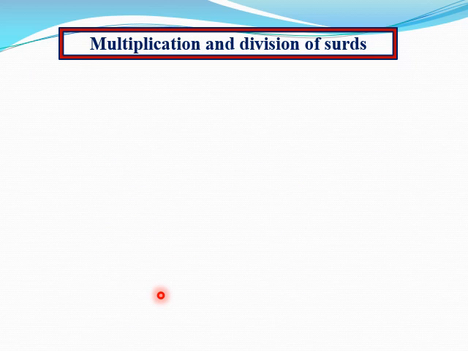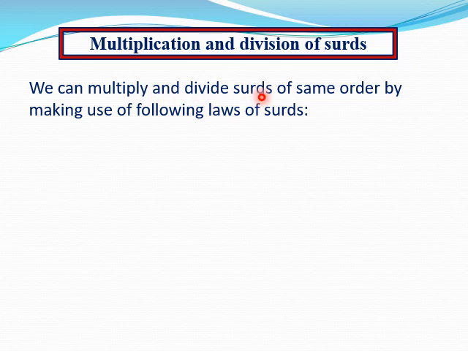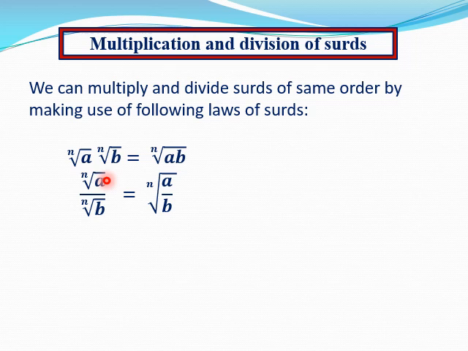Multiplication and division of surds. We can multiply and divide surds of the same order by making use of the following laws of surds. Nth root of a multiplied by nth root of b, and keep in your mind that both surds have the same order. If two surds are multiplied, they can be written as nth root of ab. And if the surds are in quotient form, both having the same order, they can be written as nth root of a over b.